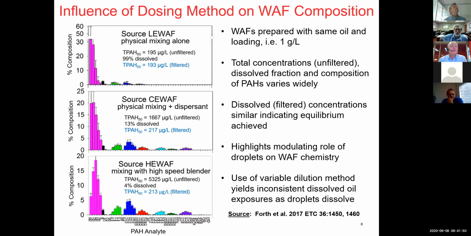So that's the total sum of those 50 PAH analytes that have been measured in the WAFs. So what you see is that total concentrations, the dissolved fractions, and the composition of PAHs vary widely. In the low-energy WAF, essentially 99% is dissolved. In the high-energy WAF, only 4% is dissolved from a fraction perspective. But if you actually look at the absolute concentrations, the dissolved concentrations are quite similar, right?